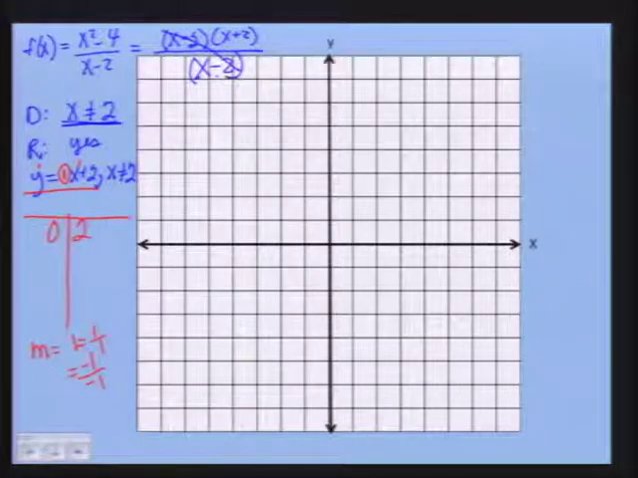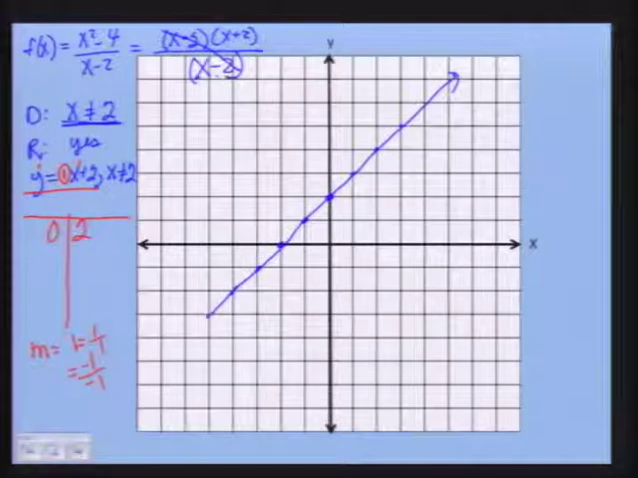So we could graph our 0, 2, go up 1 over 1, up 1 over 1, and so forth, down 1, left 1, down 1, left 1, down 1, left 1, and so forth, until we get our line drawn. Then I have to remember that x cannot be 2, so when I get to 2, I draw an open circle there to show that it actually skips 2, 4, which is on the graph of y equals x plus 2 when we have no restricted domain.